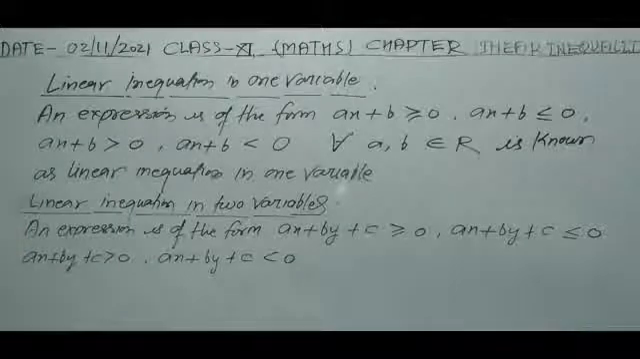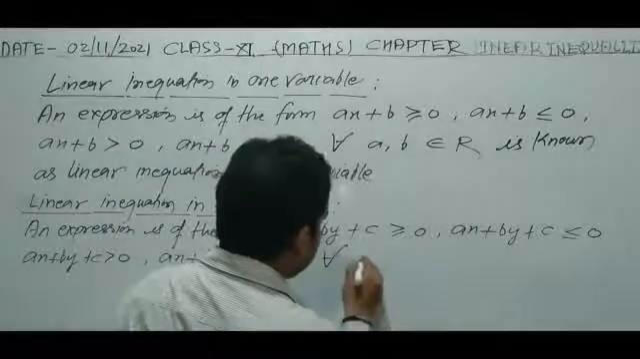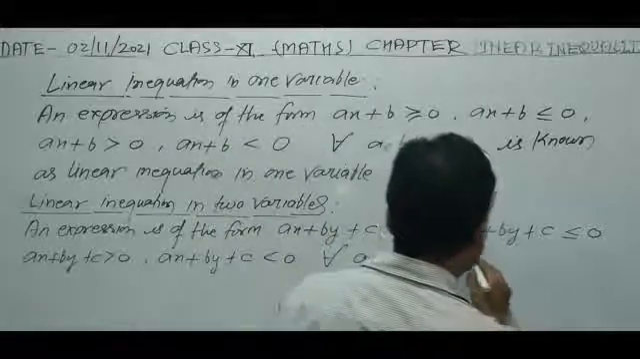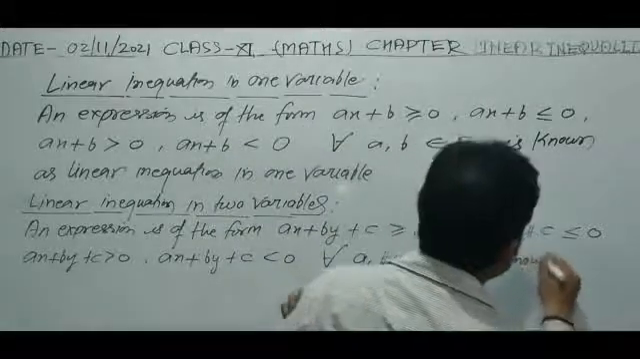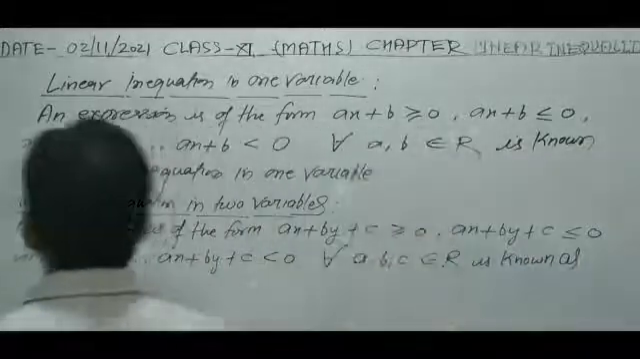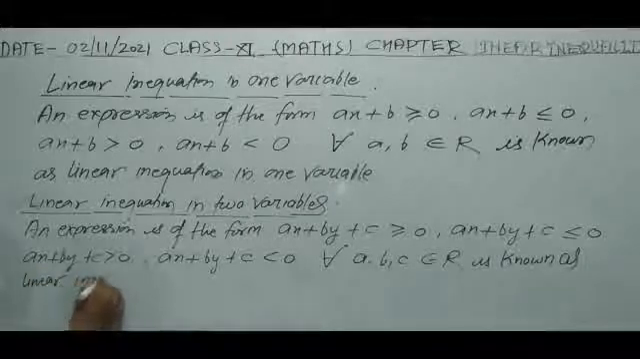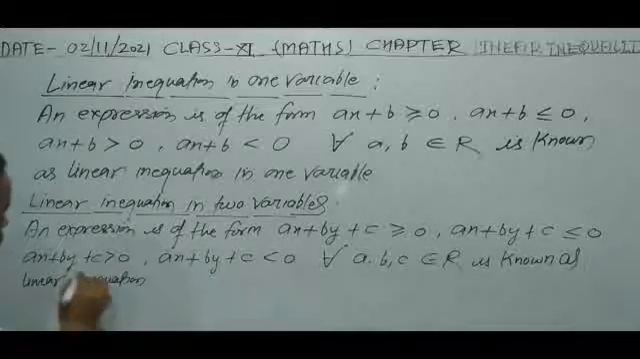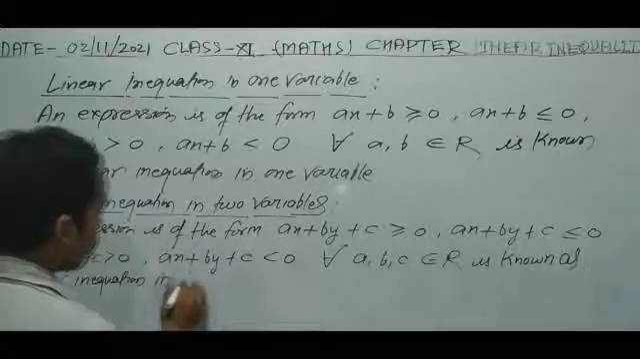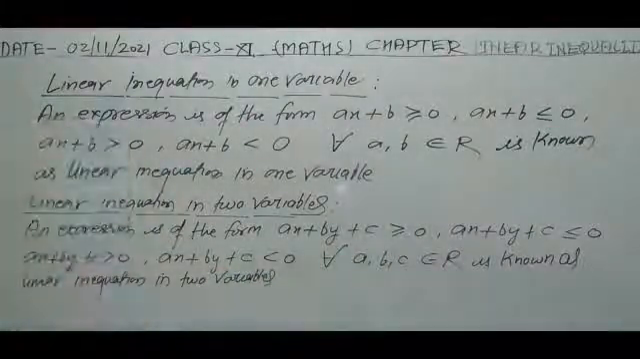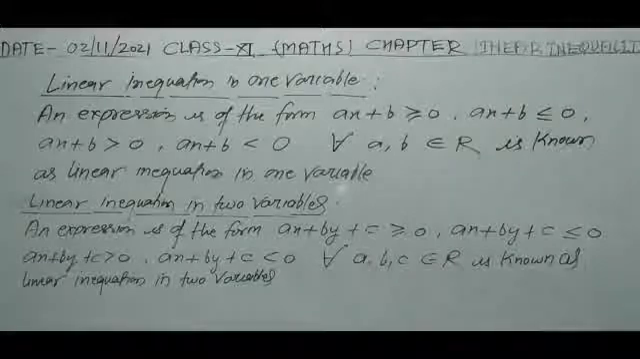for all small a, b, c belonging to real numbers, is known as a linear inequation in two variables. Now this definition is completed.